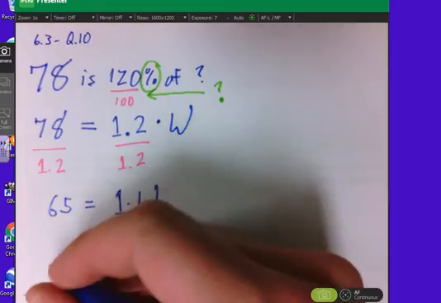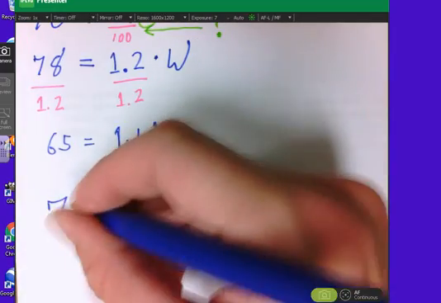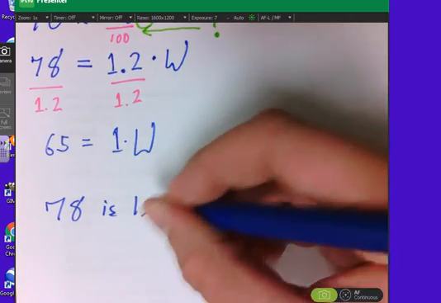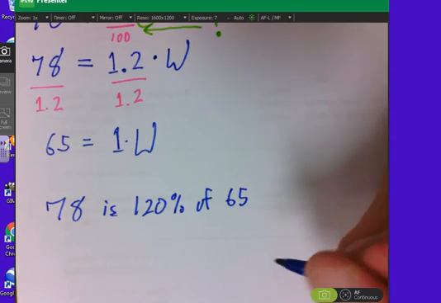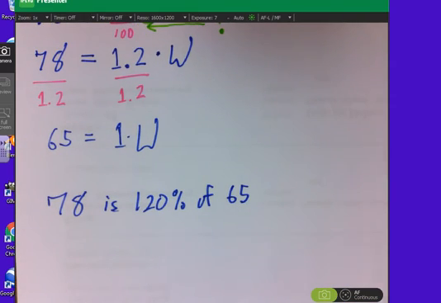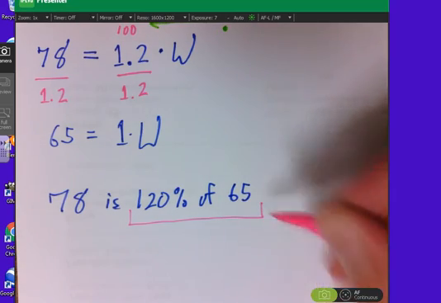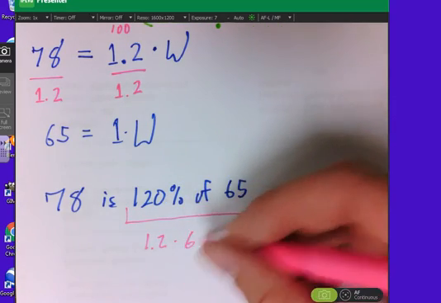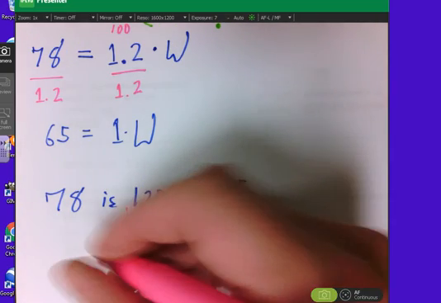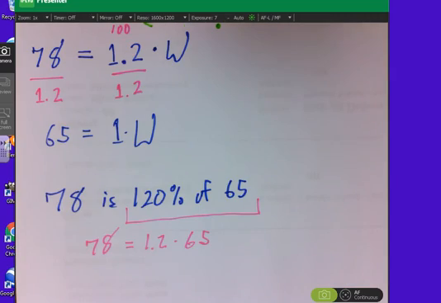So we could then set this statement back up and say 78 is 120% of 65, and we could check that by grabbing the multiplication statement and doing that. Well, 120% is 1.2 times 65, and that would, in fact, come out to be 78, and my answer checks, and we know it works out perfectly.